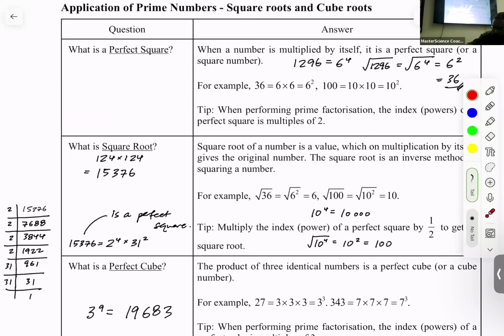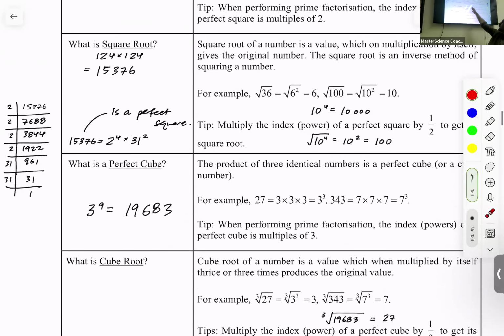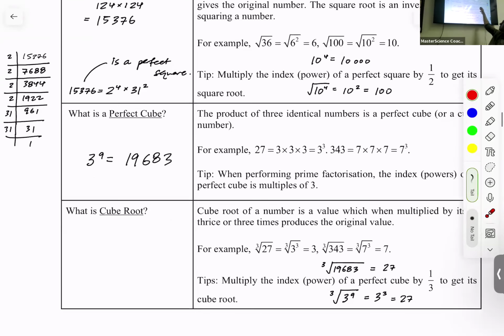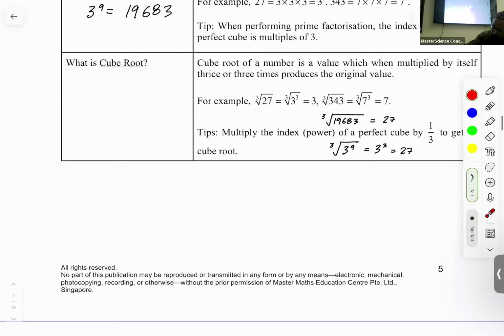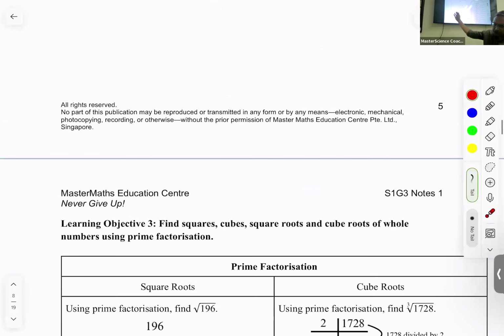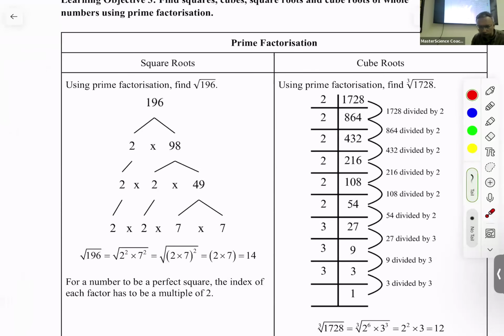So what is a perfect cube? A perfect cube is when you have 3 times 3 times 3 or 7 times 7 times 7, or something times something times something. So something multiplied by itself a total of 3 times. And then cube root is the reverse. So why are we learning all this? Well, because now we need to use prime factorization to find the square root and the cube root.